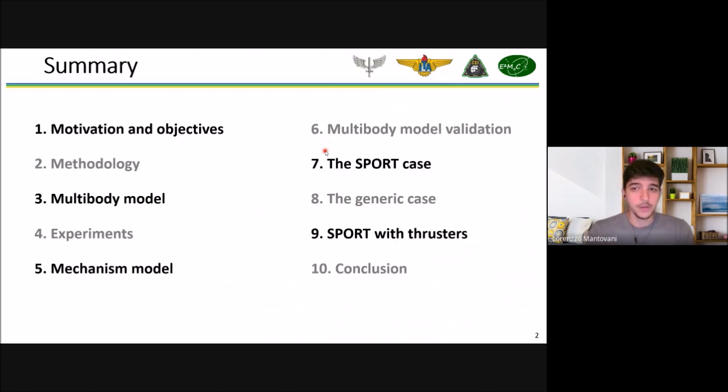sections for you. The first one is about the sport case. It's applied to the sport satellite. Then the next result section is the generic case. So we wanted to collect results about not just the sport satellite, but apply it to any other space system. And the last result section is about the sport with thrusters. And the last item is the conclusion.